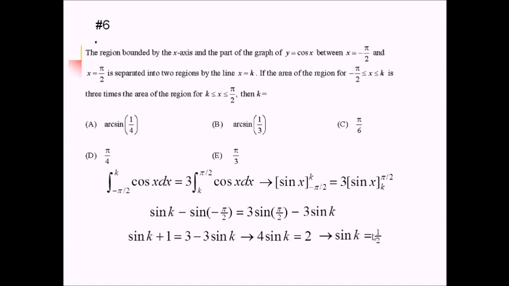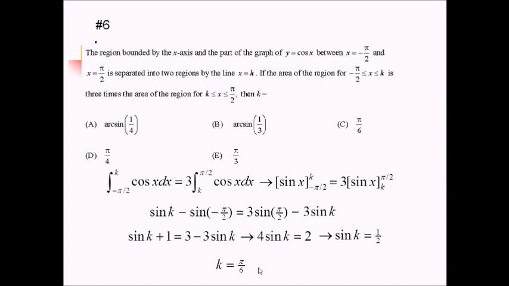And we know there's lots of places where the sine of an angle is 1/2, but we're just looking for an answer between negative pi over 2 and pi over 2. So what sine of what angle would give me 1/2? Well, that would be 30 degrees, or pi over 6. So k is going to be pi over 6.